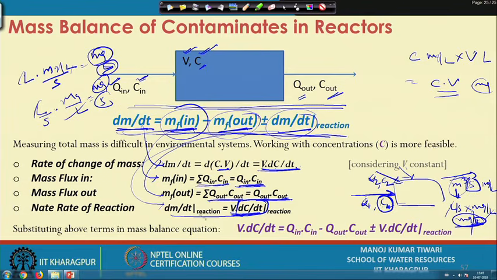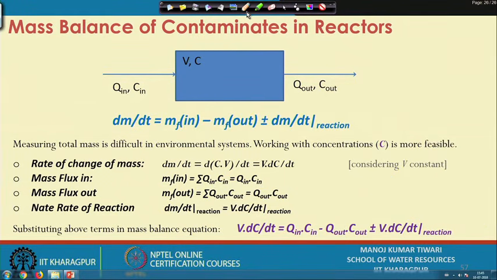So, by substituting all these terms, the basic equation changes to V dC by dt is equal to Q in into C in minus Q out into C out, plus the rate of change due to reaction. So, this is mass flux in, mass flux out and rate of change due to the reaction. This classically gives us the mass balance equation in terms of concentration. So, this is a classic mass balance equation.